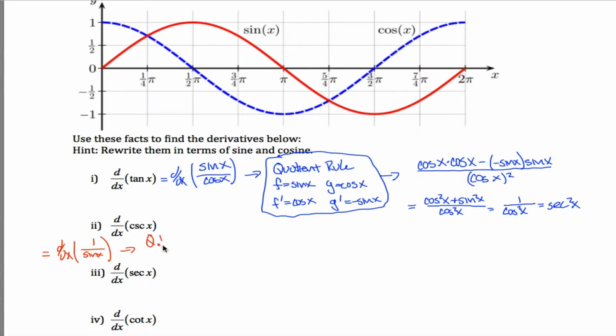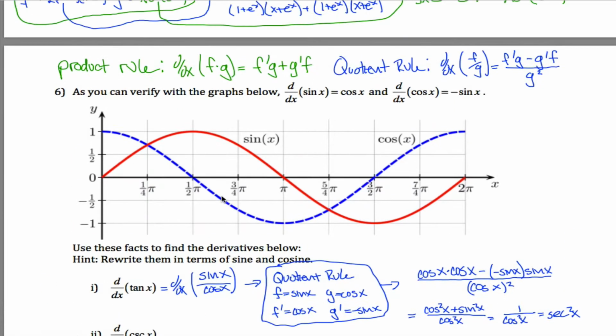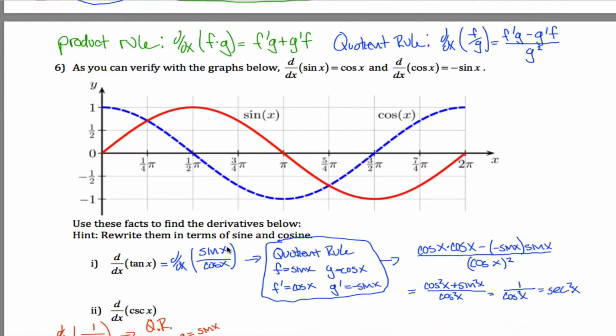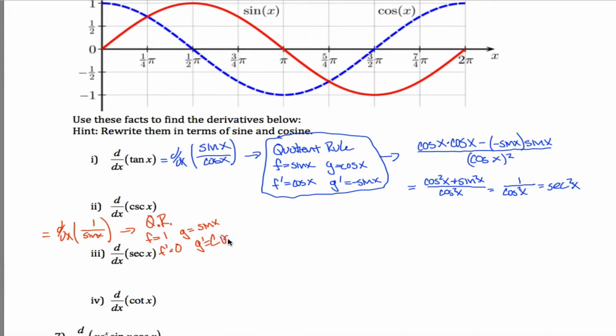Can I start abbreviating stuff? Playing the role of f is the numerator, which is just 1. Playing the role of g is the denominator, which is sine of x. f prime, the derivative of 1, well, the derivative of any constant is just 0. g prime, derivative of sine, as we had written up here, is cosine. Wow, that is all sorts of messy. Take all this information right here. I'm going to fix that up a little bit. Sorry, this is cosine of x.